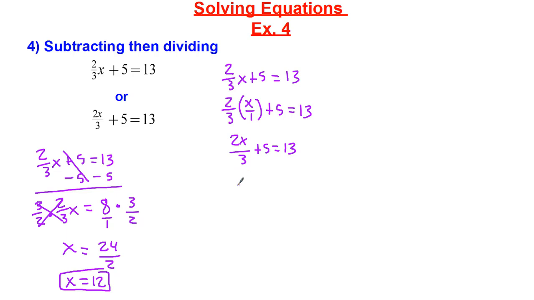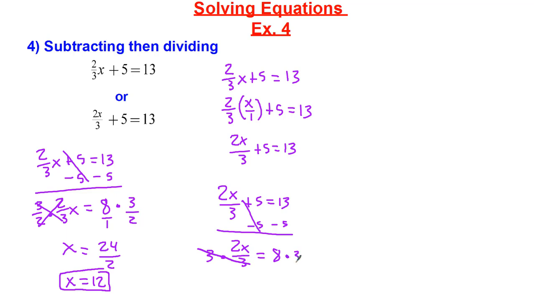Okay, now let's try the other way. We have 2x over 3 plus 5 equals 13. So of course, same thing, minus 5 minus 5. The first step is going to be the same. 2x over 3 is going to be equal to 8. Now, I have to get rid of this 3 at the bottom. In order to get rid of this 3, I'm going to have to multiply by 3 here. So what happens here is that these cancel out. Now I just have 2x is equal to 24. And then once again, divide by 2, divide by 2. I get x equals 12 again.